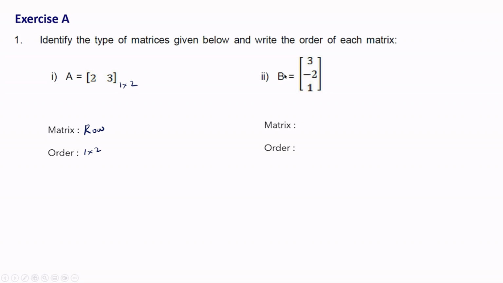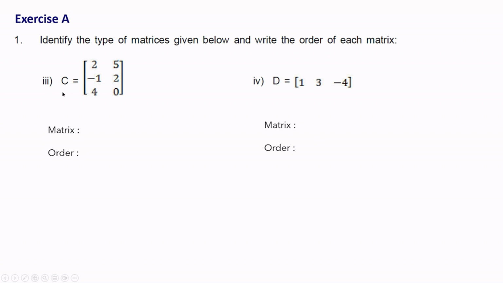Next we have the matrix B. It has got only 1 column for the given number of rows. So it is a column matrix. And the order of the matrix is, it has 3 rows and 1 column. So the order is 3 by 1.